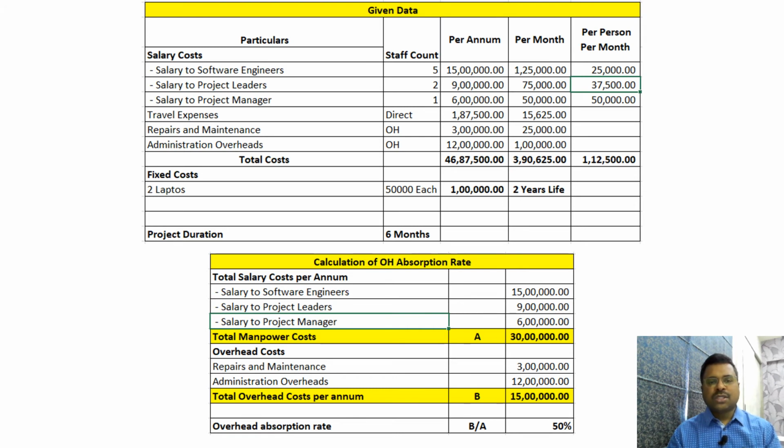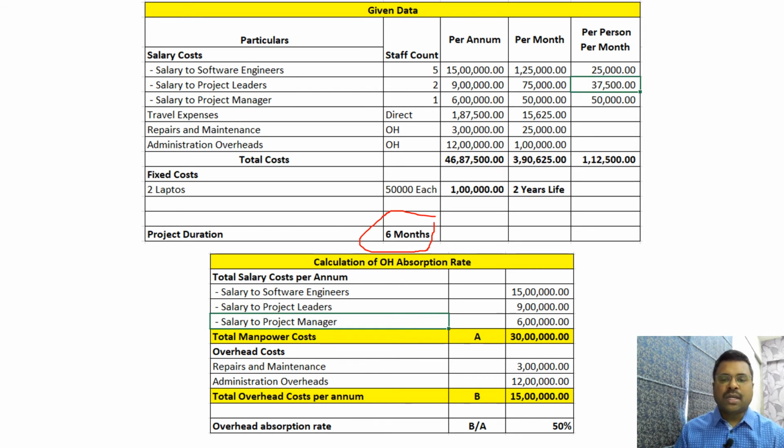Now fixed cost, they have mentioned 2 laptops have been purchased for this project and the life of the laptops is 2 years. So this helps us in calculating the depreciation, and the most important aspect is project duration is 6 months. This project duration of 6 months plays an important role because the cost has to be accordingly allocated.